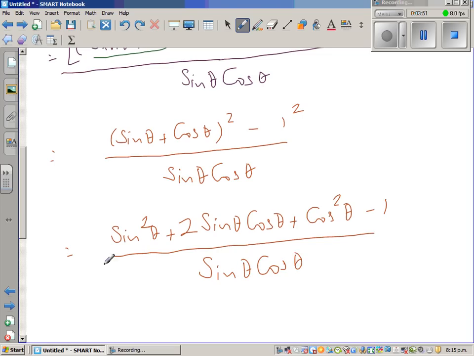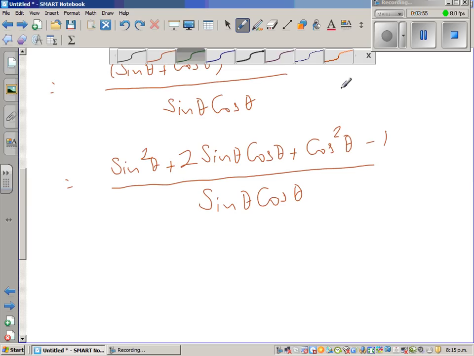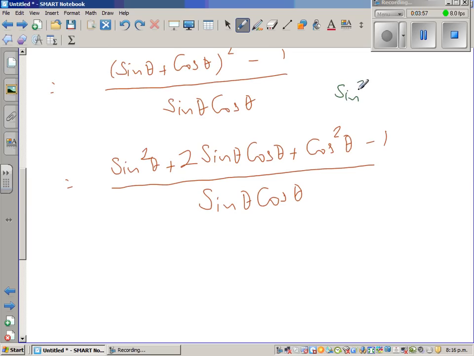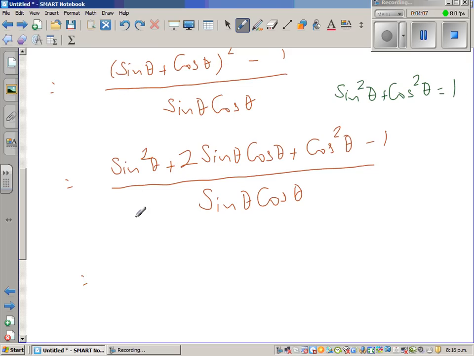Now again, you should see an identity here. Sine squared plus cos squared is 1. These identities you should know by heart, which will help you to prove these trig identities. Sine squared plus cos squared is 1. So the numerator changes to this: 1 plus 2 sine theta cos theta minus 1, over sine theta cos theta.